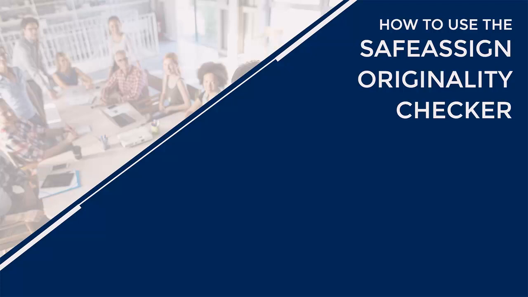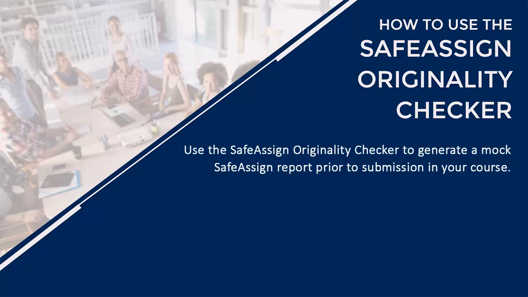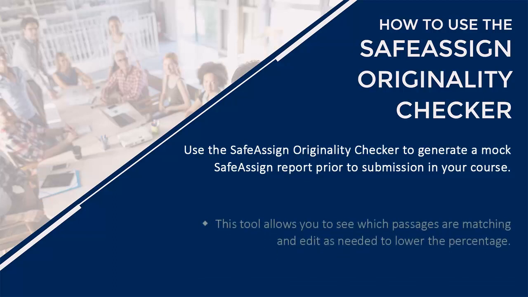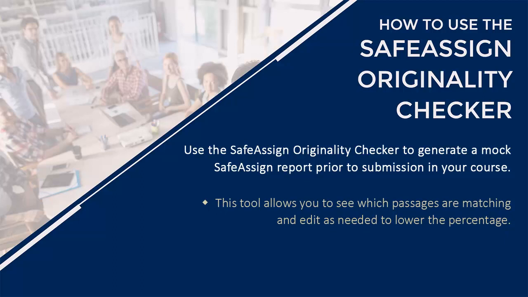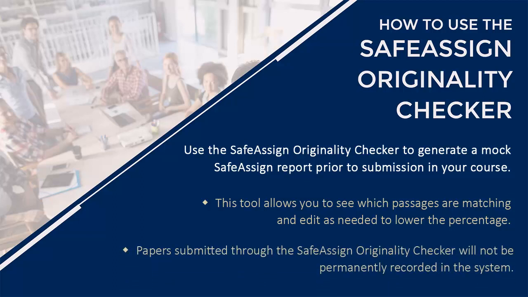Here at Columbia Southern University, you can access the SafeAssign Originality Checker from your homepage in Blackboard to generate a mock SafeAssign report on assignments prior to submission in your course. This tool allows you to see what passages are matching and edit your paper as needed to lower your SafeAssign score. Papers submitted through the Originality Checker will not be permanently recorded in the system, so you can use it as many times as needed.